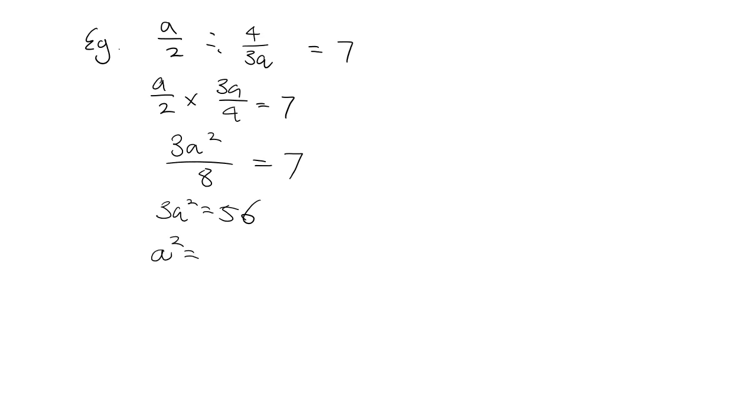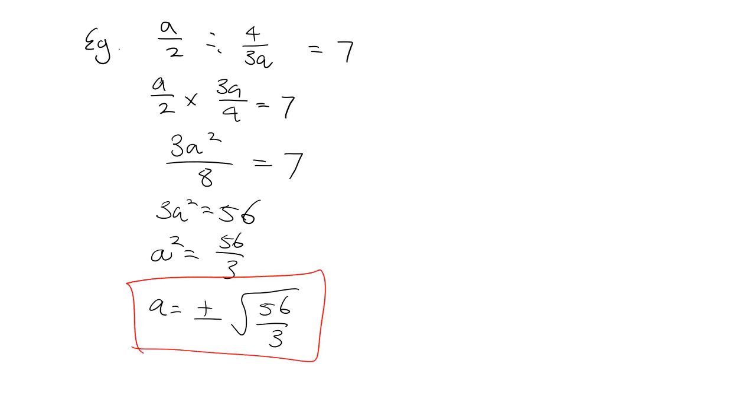A squared is 56 over 3, and a is plus minus square root of 56 over 3. Now we should simplify this, but I won't do that here. Okay, you guys can do that. Simplify the a and comment the answer down below.